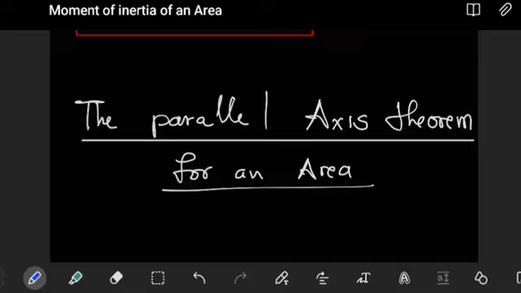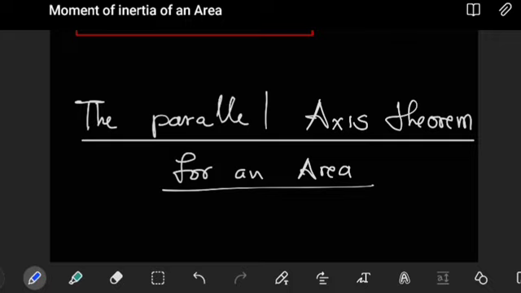Now, in this tutorial, we want to look at how to determine the moment of inertia of objects about an axis that is not passing through its centroid, but about an axis that is parallel to one axis passing through the centroid. Now, this is where the parallel axis theorem comes in.